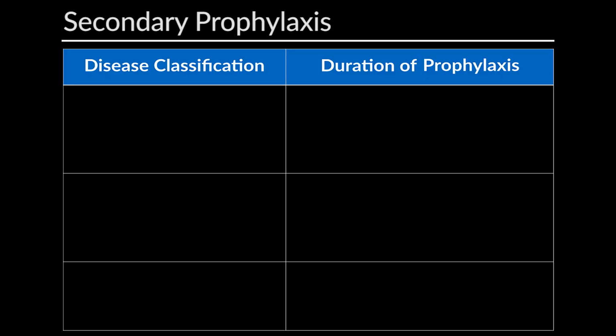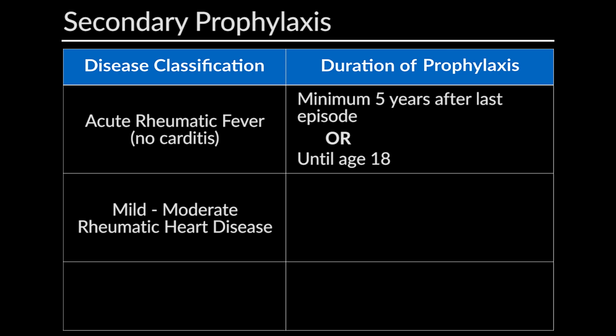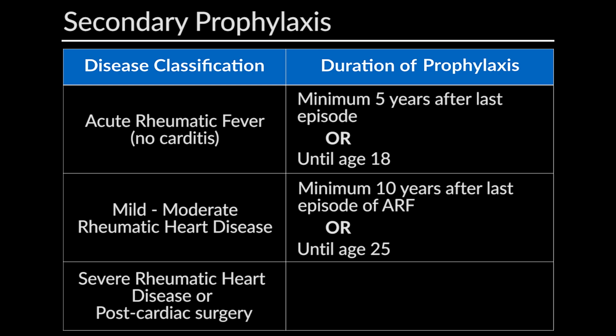The duration of secondary prophylaxis should be done as following. When acute rheumatic fever is identified without proven carditis, the minimum duration should be 5 years after the last episode of acute rheumatic fever or until 18 years. For the mild to moderate forms of rheumatic heart disease, the minimum duration should be 10 years after the last acute rheumatic fever or until the age of 25 years. For severe rheumatic heart disease and following cardiac surgery for rheumatic heart disease, patients should continue medication for life.